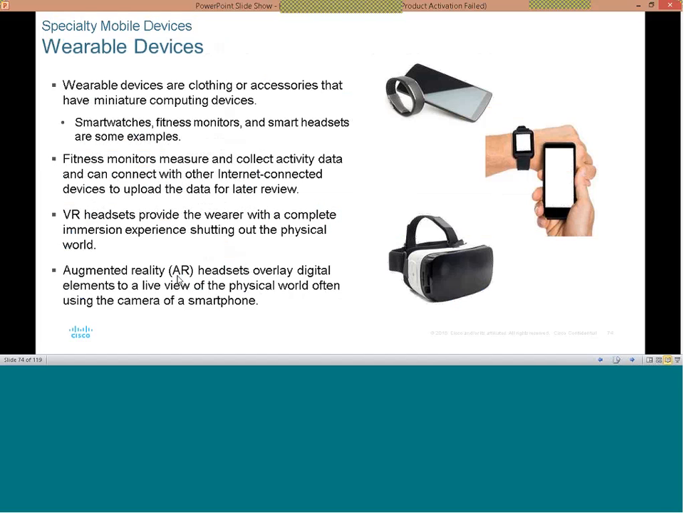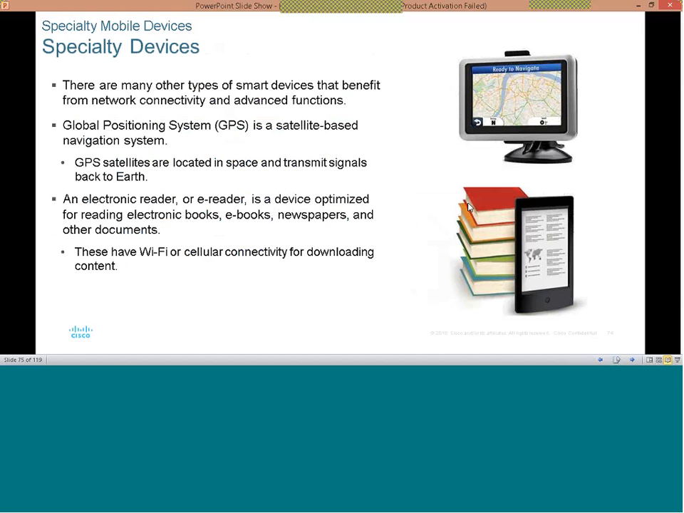So wearable devices. You can see the different wearable devices. Some of these were mentioned already, but the picture here tells more. You also have smartwatches, you have the IoT device, you have your VR and augmented reality. All these are wearable devices and specialty devices. So we have specialty mobile devices. There are many other types of smart devices that benefit from network connectivity and advanced options.